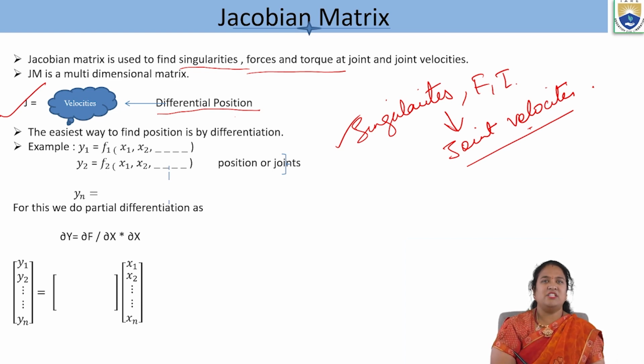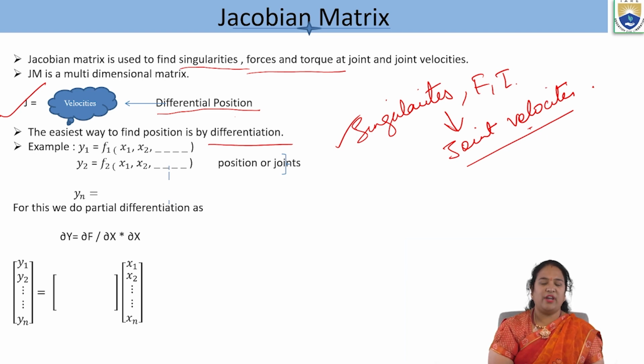By partially differentiating the end effector's position, we will be finding out the velocity of the end effector, whether it is a linear velocity or an angular velocity. We will be determining the velocities of the end effector by differentiating the end effector's position, with the help of which we get the Jacobian matrix. So the easiest way to find out the position of any particular robot manipulator is with the help of differentiation.